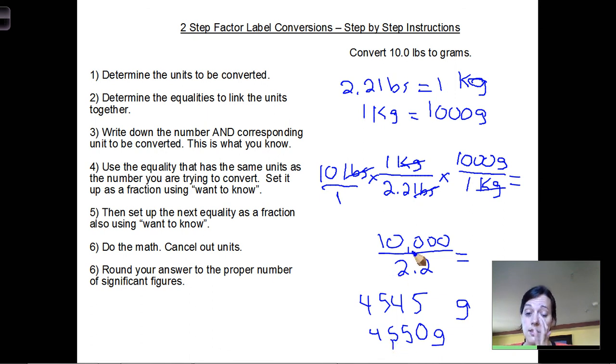And that's it. So, just as a quick summary, when you are setting up factor label conversions, whether you're doing one step or 2 steps, the key to setting it up is setting up these fractions properly. And that is with want to know in setting up the units. As always, if you have any questions or are confused about part of this, please just rewatch the portion of the video that you need more help on.